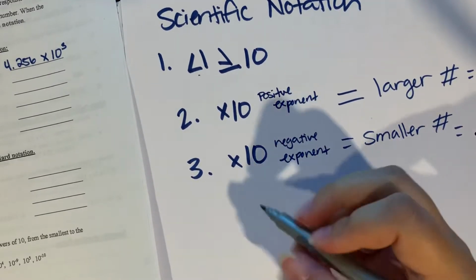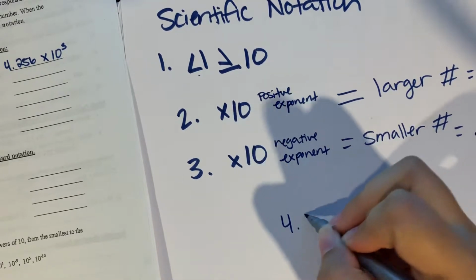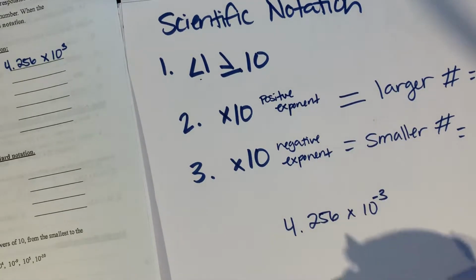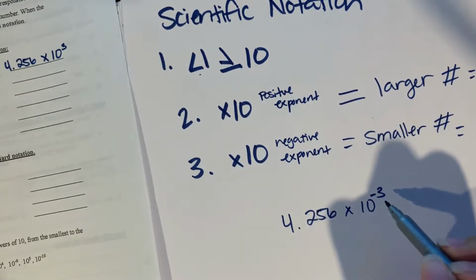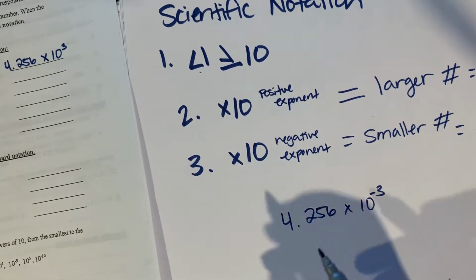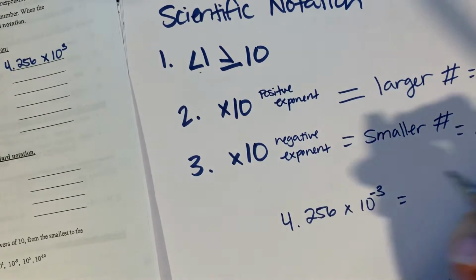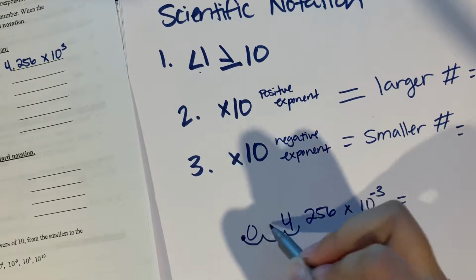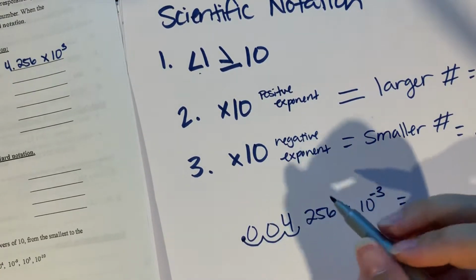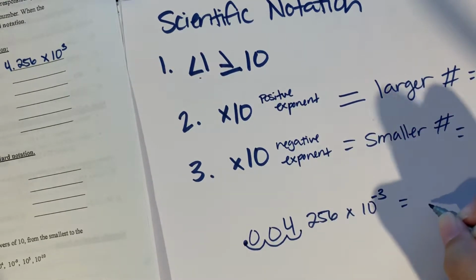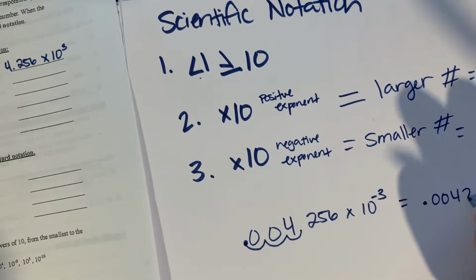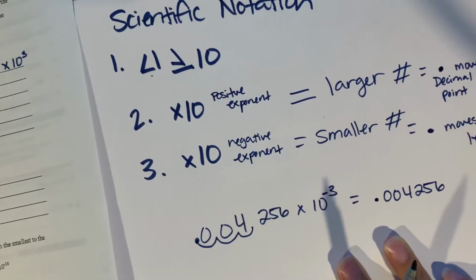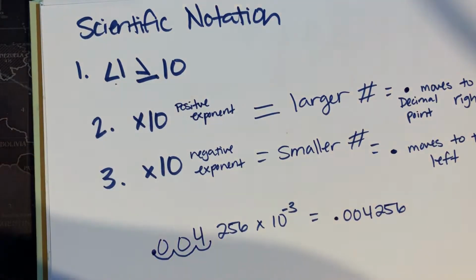Okay? So if I gave you, same thing, 4.256 times 10 to the negative 3, okay? All that tells you is that, oh, it's a negative exponent. That means this number is supposed to be a lot smaller. So all you would have to do to put it into standard form is go 1, 2, 3. Add your zeros. So the standard form for 4.256 times 10 to the negative 3 would be 0.004256. Okay? Oh, I didn't realize that y'all couldn't see that. My bad. Okay.